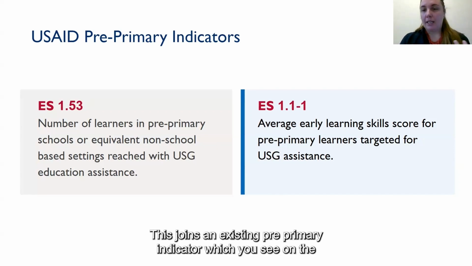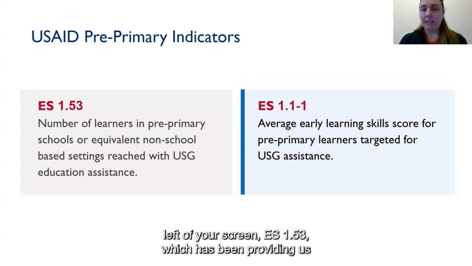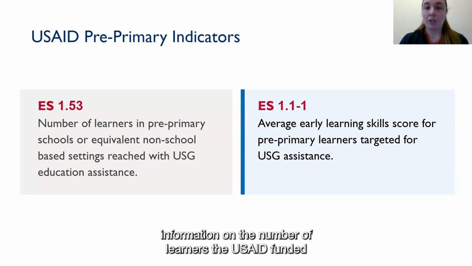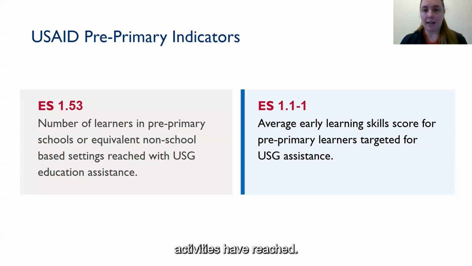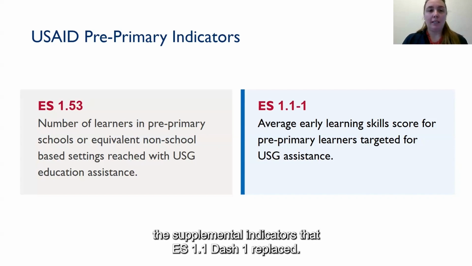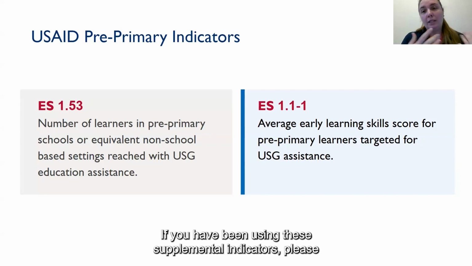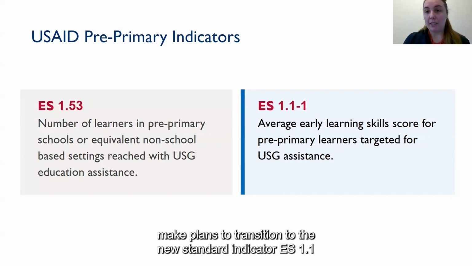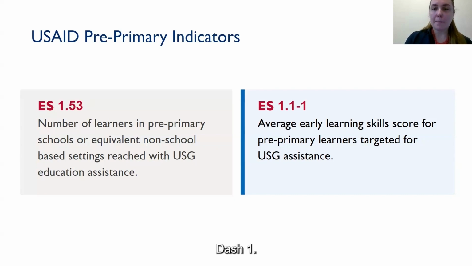It joins an existing pre-primary indicator, which you see on the left of your screen, ES 1.53, which has been providing us information on the number of learners that USAID funded activities have reached. Just for information, for those of you who have been using the supplemental indicators that ES 1.1-1 replaced, please make plans to transition to the new standard indicator, ES 1.1-1.